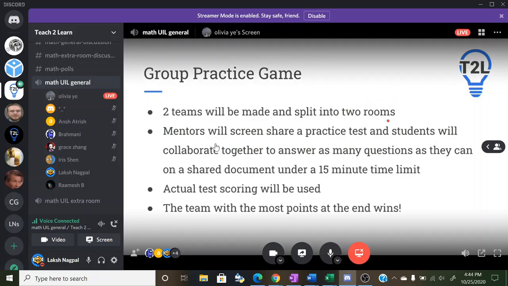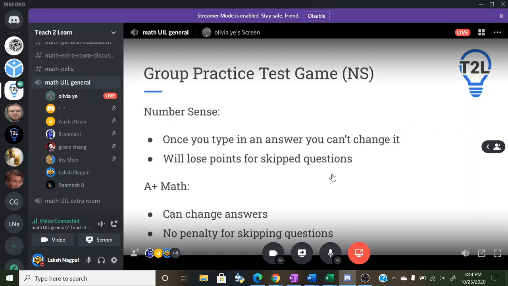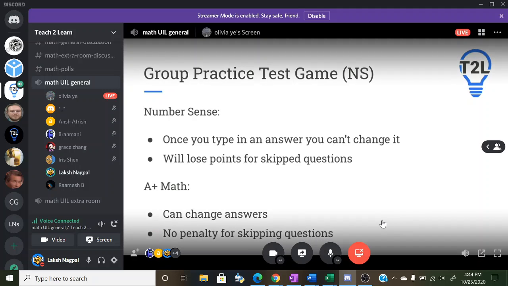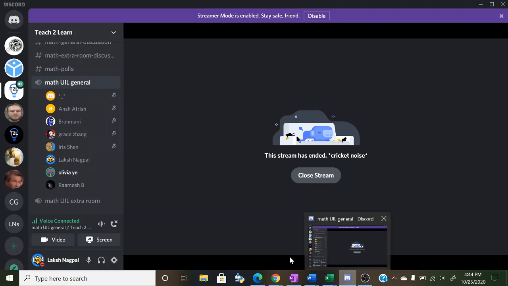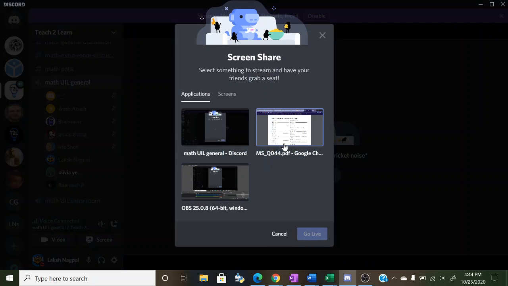Okay, so we're going to do something different for this. We're probably going to have you just work together to finish a math number sense test. Laksh is going to screen share, I'm guessing. Yeah, I can screen share. All right. So basically, we're going to give you a number sense test, and you're going to work together to see how many you can get done under a time limit.